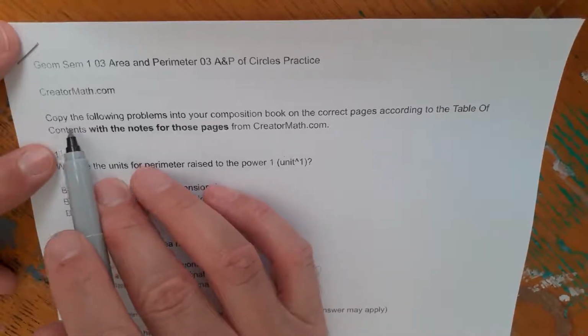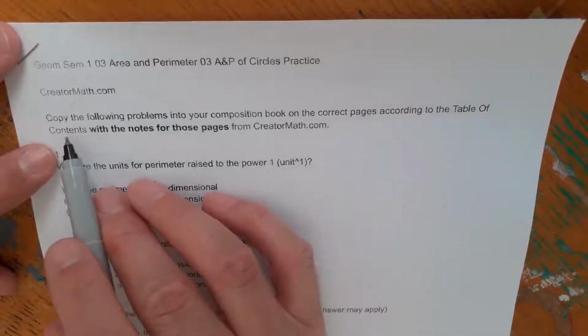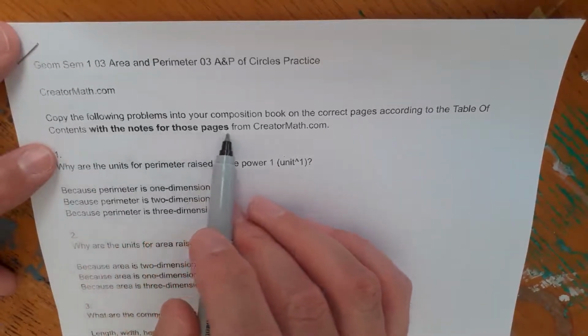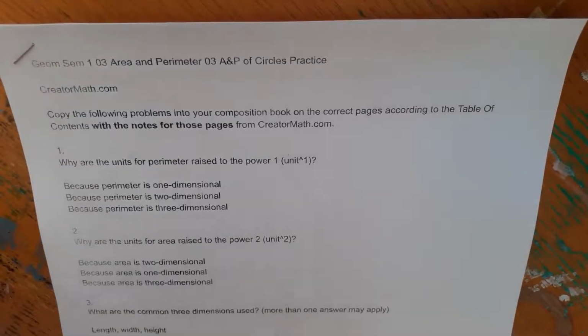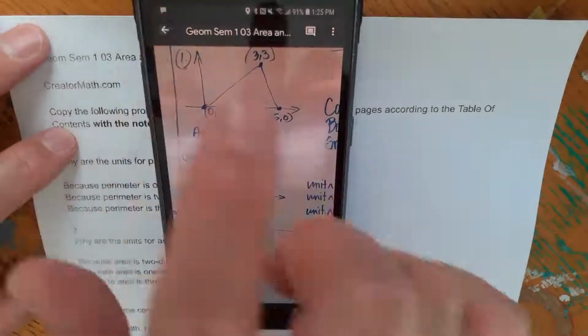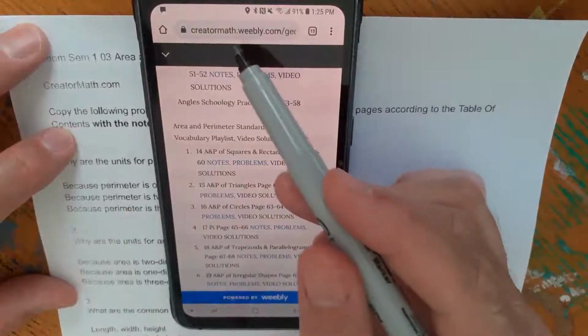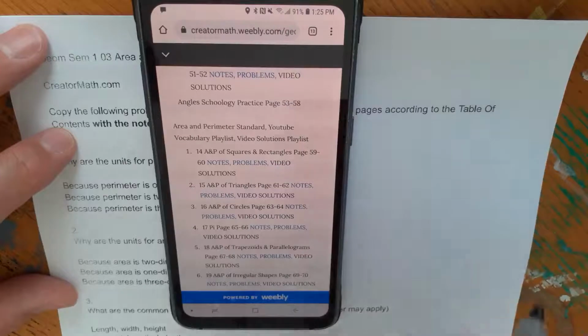The instructions are to copy the following problems into your composition book on the correct pages according to the table of contents, with the notes for those pages from creatormath.com. So just to show you that really quickly. Let's go back. Here's what you should be looking for: creatormath.weebly.com. Type that into Google. I hope you find the website.